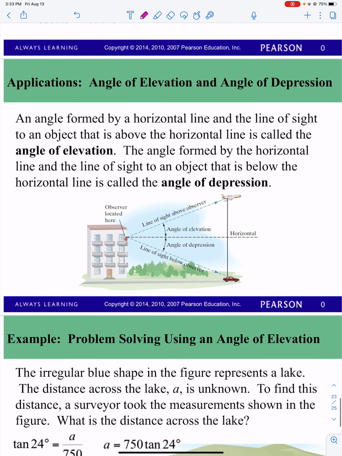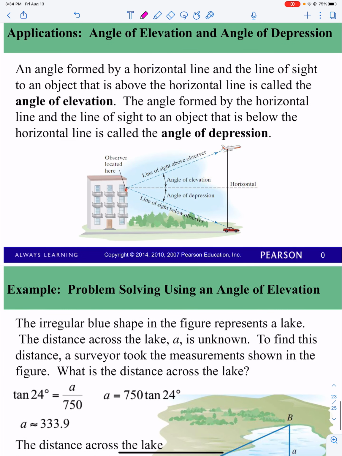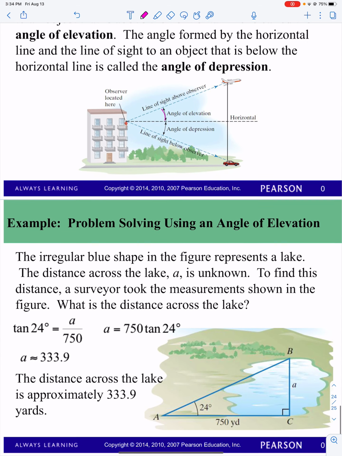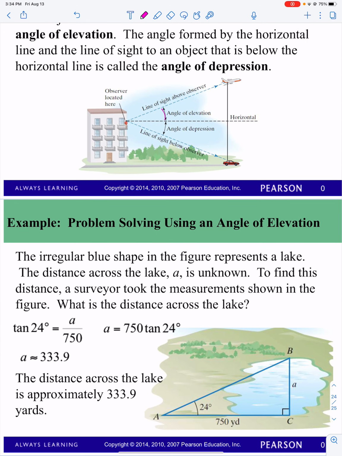Okay, application question: angle of elevation and angle of depression. An angle formed by a horizontal line and the line of sight to an object above the horizon is called the angle of elevation. The angle formed by the horizontal line and the line of sight to an object below is the angle of depression. So this is the angle. Here is what? Elevation. The bottom one is what? Depression.